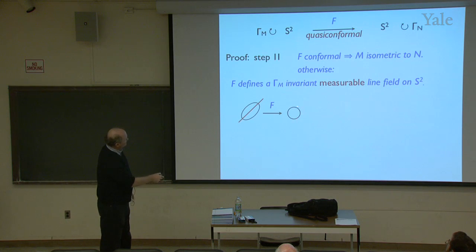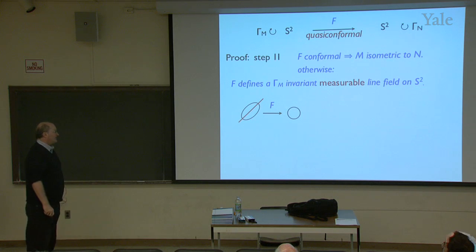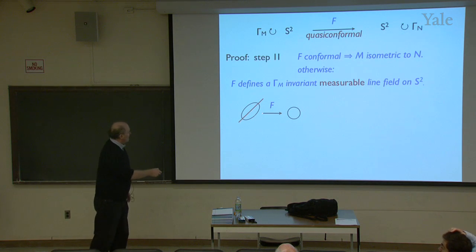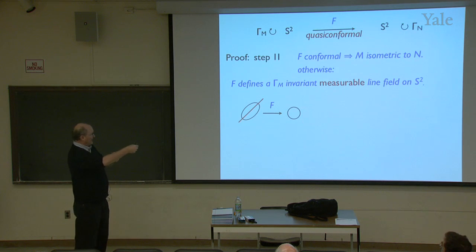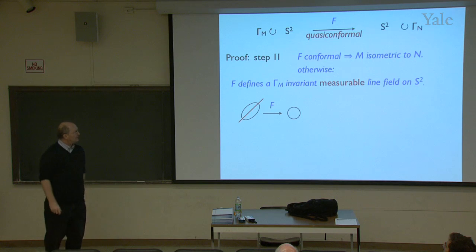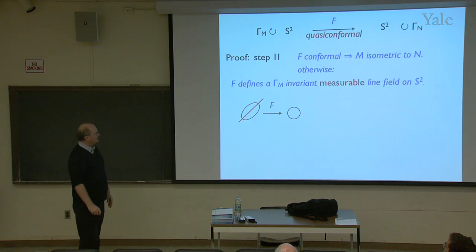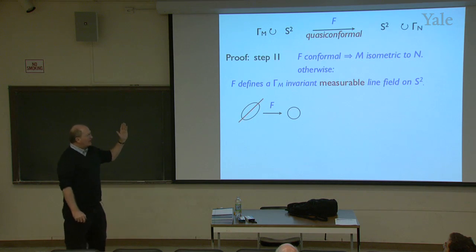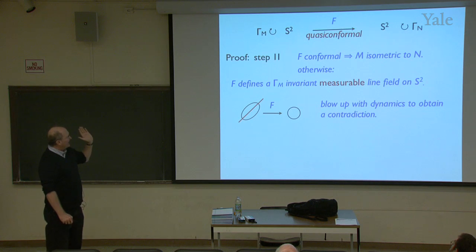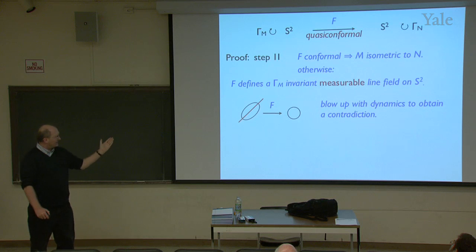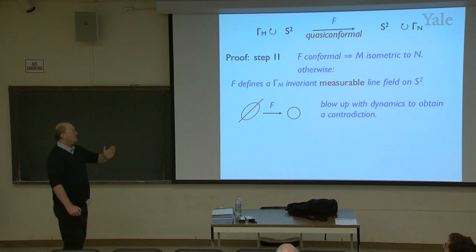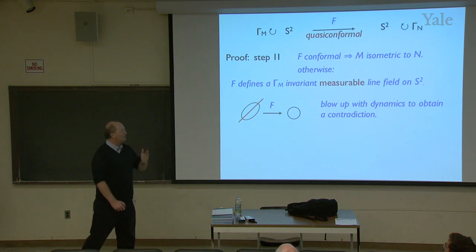And the round circles in the target, if the map is not conformal, pull back to ellipses in the domain of the map. If these were round, the map would be conformal, but otherwise it has to really be distorting the complex structure. And then you can record this distortion by just drawing the major axis of the ellipse. And because F is a conjugacy, that family of lines, one line in each tangent space of the sphere, is invariant under the action of the group.